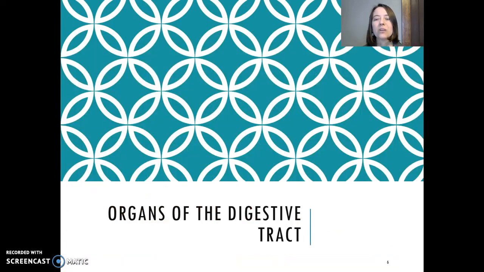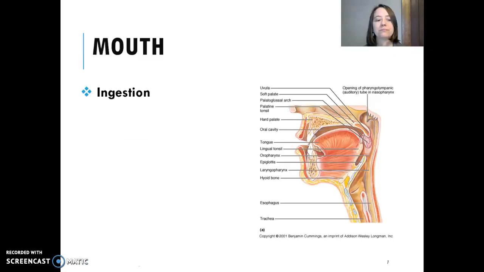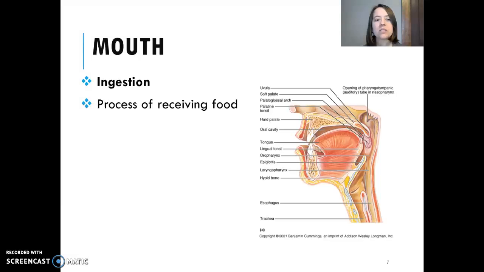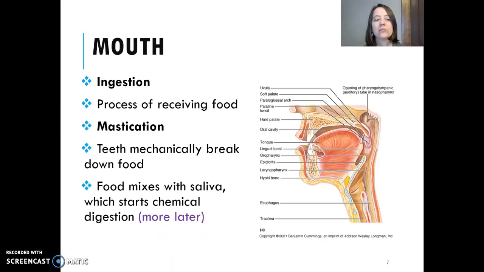Okay, so let's talk about the organs of the digestive tract. Some terms you may hear are the alimentary canal or the gastrointestinal tract or the GI tract, and those all are the same thing. Okay, starting with the mouth. Ingestion is the process that occurs in the mouth, the process of receiving food. Mastication is when the teeth mechanically break down the food. And the food mixes with saliva, which starts chemical digestion, and the food is moved to the pharynx.